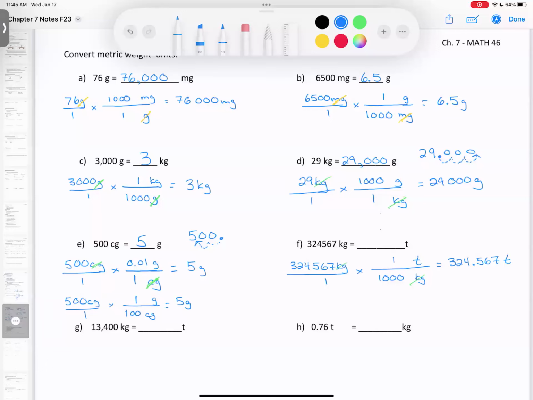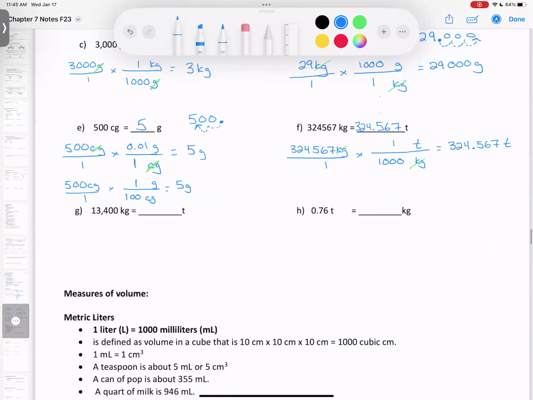Okay, if you use this doing the staircase method, we would be starting. Do we have tons? We don't have tons. You'd have to draw it on your staircase further over to the left. So let's not do the staircase on that. Let's just do that with a conversion factor. So we end up with 324.567. Okay, go ahead, pause this video. Try those next two on your own.